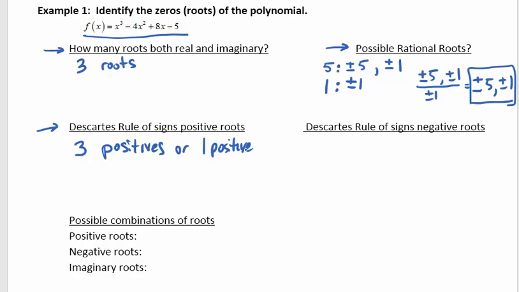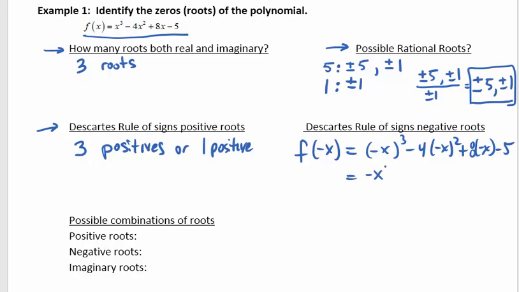All right, let's look now at negative roots. So all we're going to do now is take our original polynomial function and plug negative x in there. So I'd have negative x cubed minus 4 times negative x squared plus 8 times negative x minus 5. If I cube negative x, that will give me negative x cubed. Negative x squared is just going to be x squared, so this will stay negative 4x squared. Here, this is going to be a negative 8x, and here a negative 5.